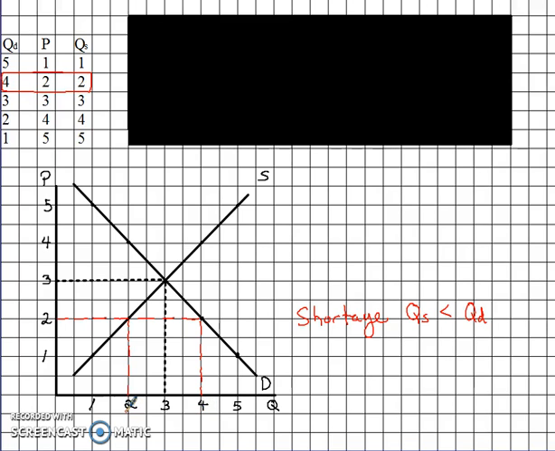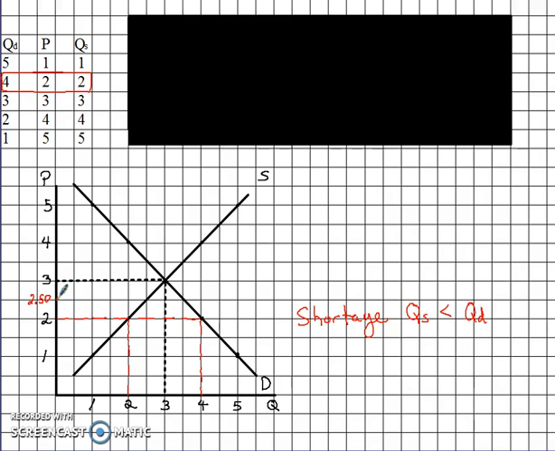So what's going to happen? Consumers are going to start to bid up the price. Some consumers are going to be willing to say, hey, I'm willing to pay $2.25. I'm willing to pay $2.50. And the price is going to start to get bid up as consumers try to get the good because there's only a shortage of it. The consumers are going to be fighting for the good by bidding up the price. As the price gets bid up, let's say the price gets bid up to $2.50. Well, what's going to happen there?